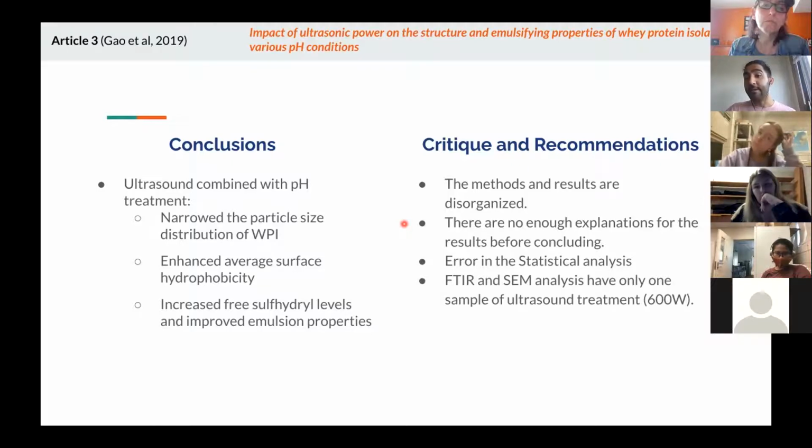And there are errors in statistical analysis for significance. They used ANOVA for all samples instead of dividing by pH. And in the FTIR and SEM analysis, they have only one sample of ultrasound treatment, 600, and they never mention why they didn't do the 120 and 360. Next.